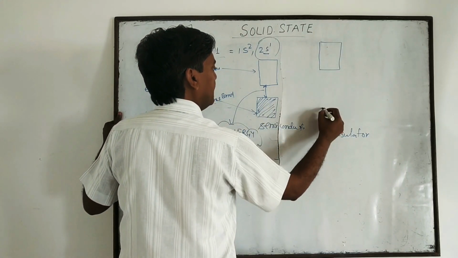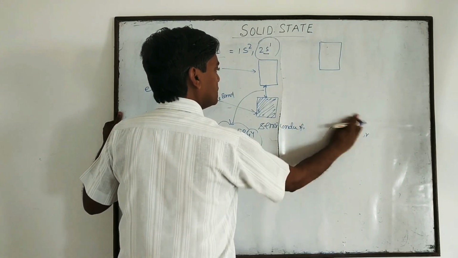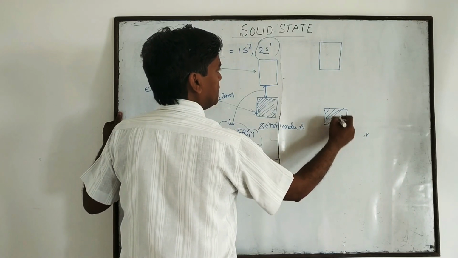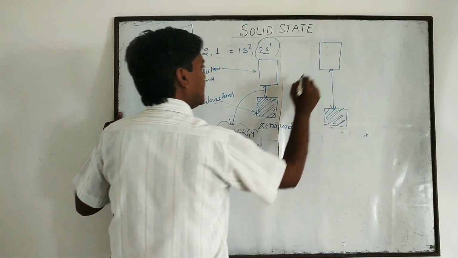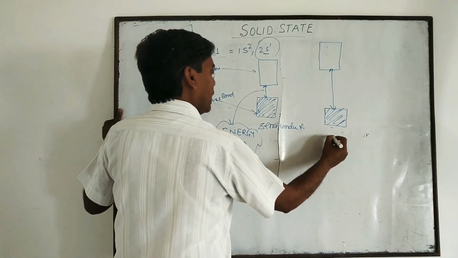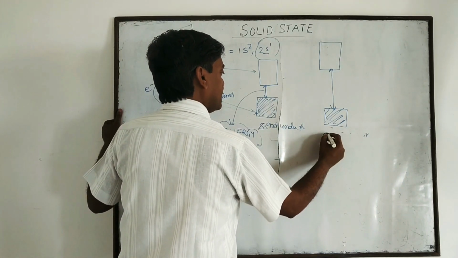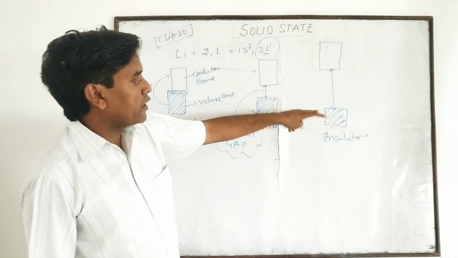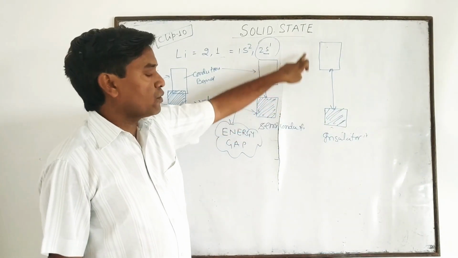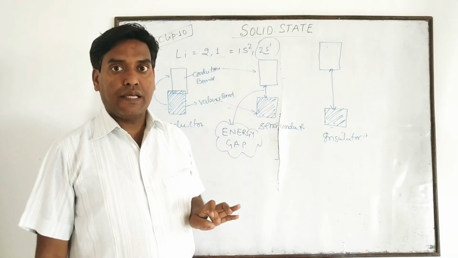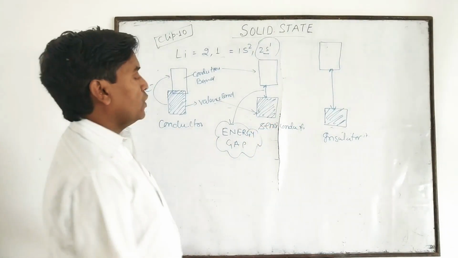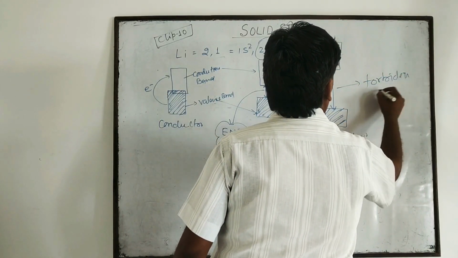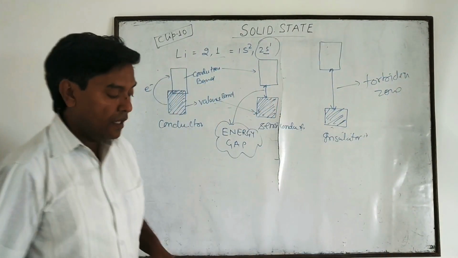this is a valence band and this is a conduction band. The energy gap between the valence band and conduction band in an insulator is very high. That's why electrons cannot jump from the valence band to the conduction band and do not conduct the electricity. And in case of an insulator, this energy gap is known as the forbidden zone. Forbidden zone. Clear?